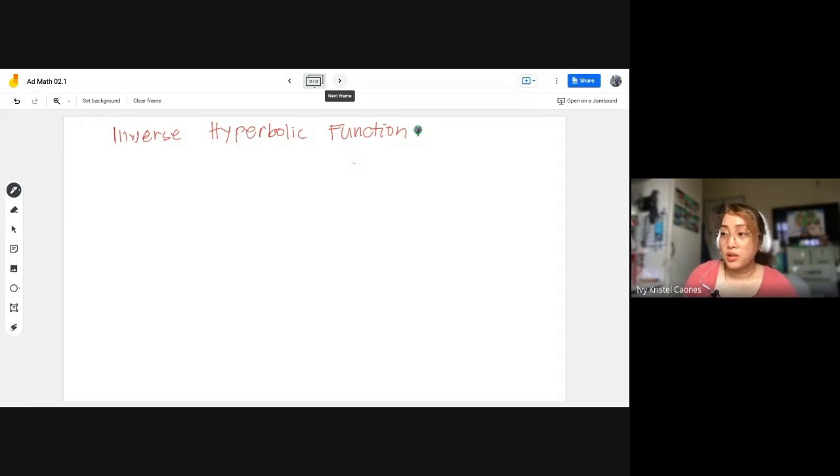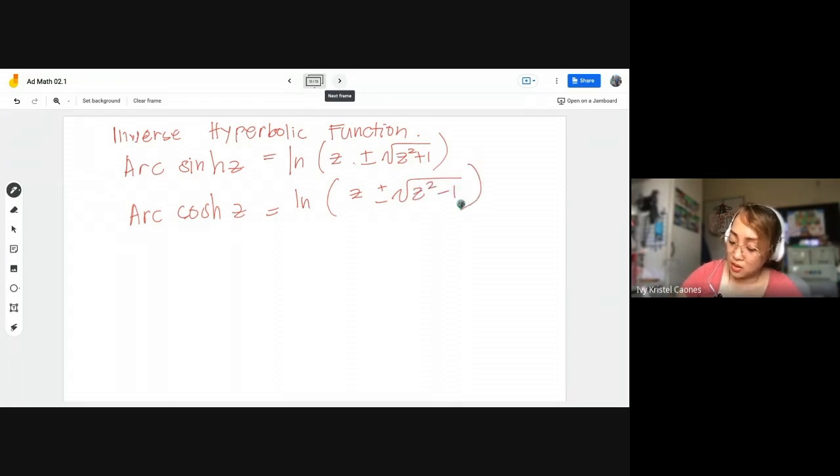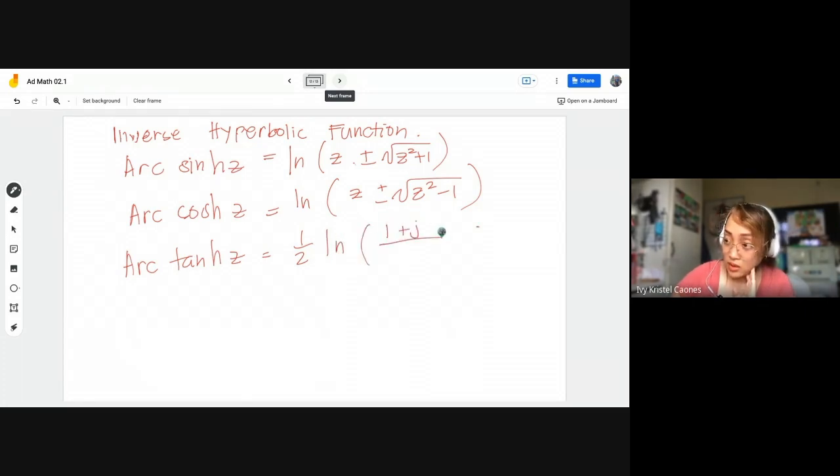Inverse hyperbolic, that is arc sine h z. That is ln z plus or minus square root of z squared plus 1. Arc cos h z is ln z plus or minus square root of z squared minus 1. Then arctangent h z is 1/2 ln of 1 plus z over 1 minus z.